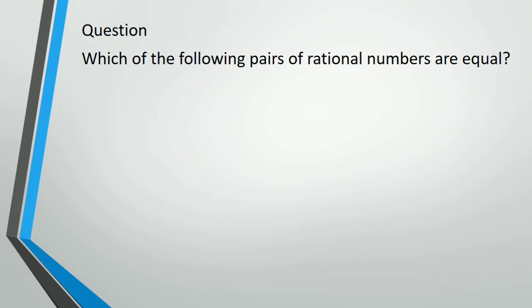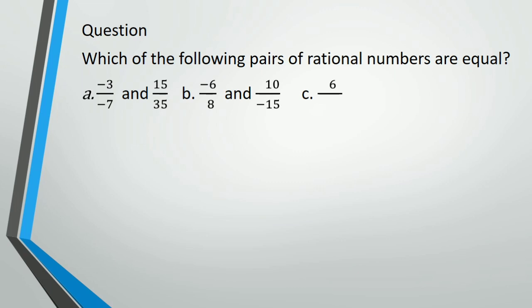Another question. Which of the following pairs of rational numbers are equal? We have three questions here. First one, minus 3 by minus 7 and 15 by 35. Minus 6 by 8 and 10 by minus 15. And next question, 6 by minus 10 and minus 12 by 20. We need to check whether these three pairs of rational numbers are equal or not, or which among them are equal and which among them are not equal.